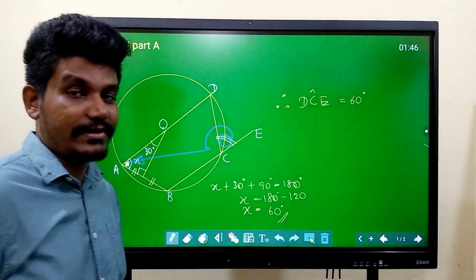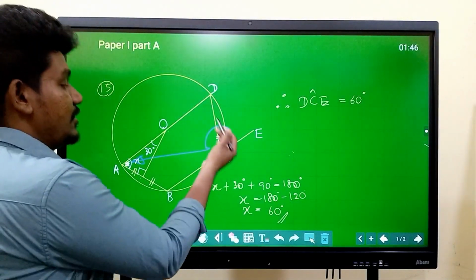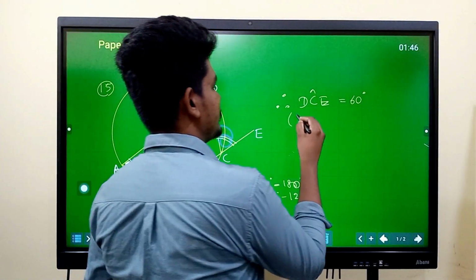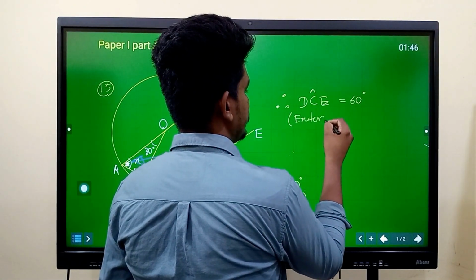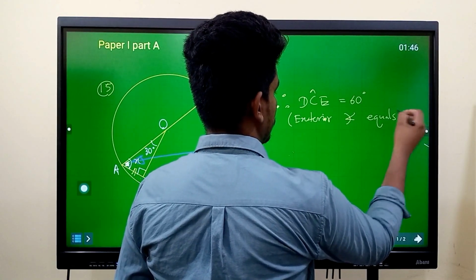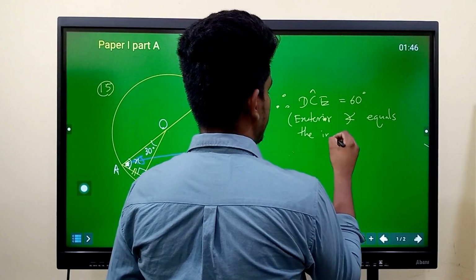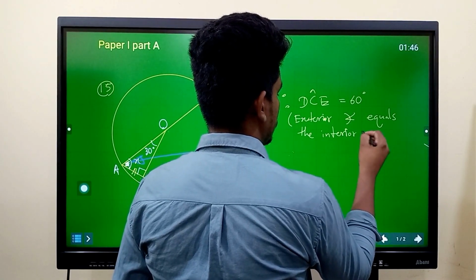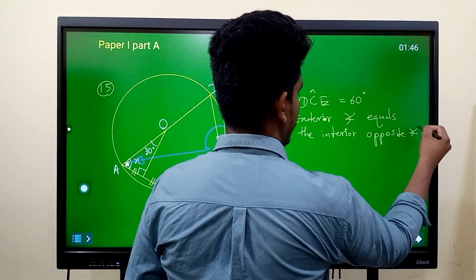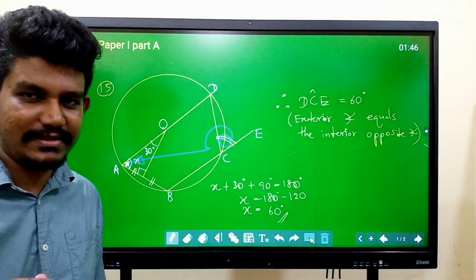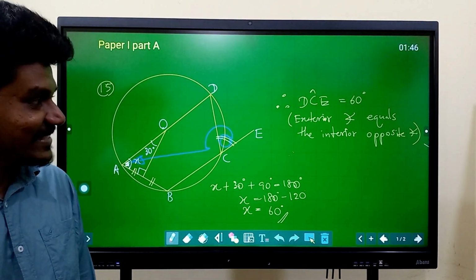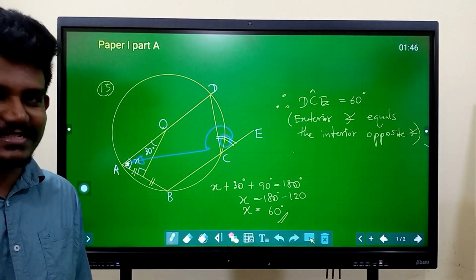Right, in a cyclic quadrilateral, the exterior angle equals the interior opposite angle, right? You can write the theorem: exterior angle equals the interior opposite. And there's no need to write the theorem in the first paper. I've just given it for your convenience because you should know the theorem, right? That's fine. Then DCE equals 60 degrees.